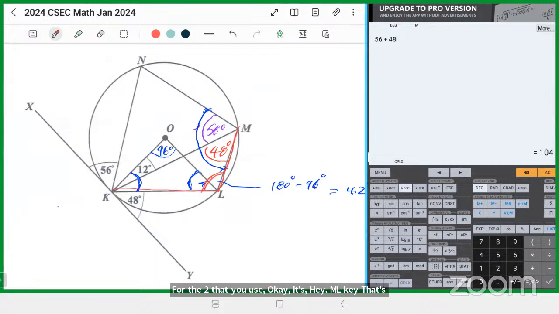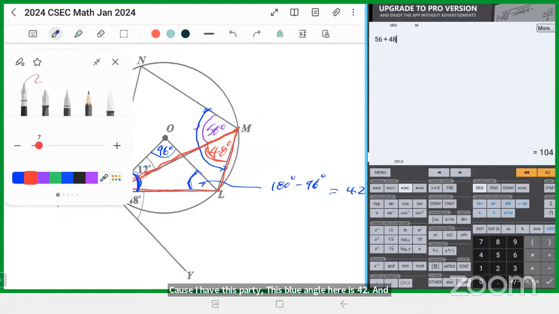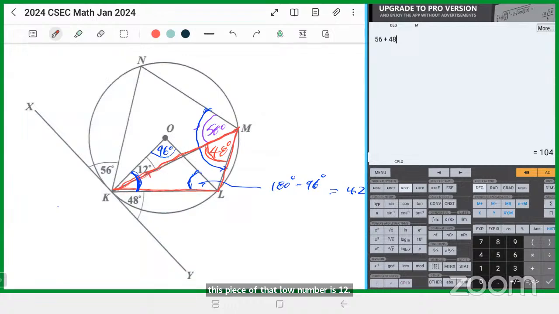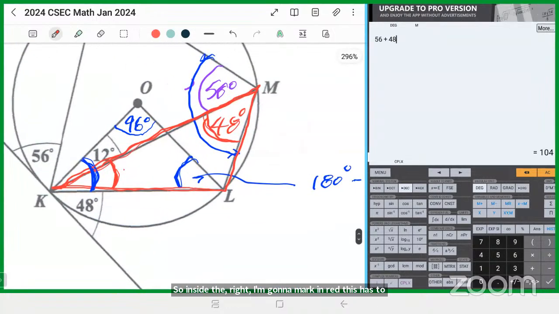Multiple ways to do it as well. But I would say I could look at this red triangle now, because I have this 48 degrees in it already. I know that this blue angle here is 42, and this piece of that blue angle is 12. So inside this triangle right here, I'm going to mark in red, this has to be 30 degrees.